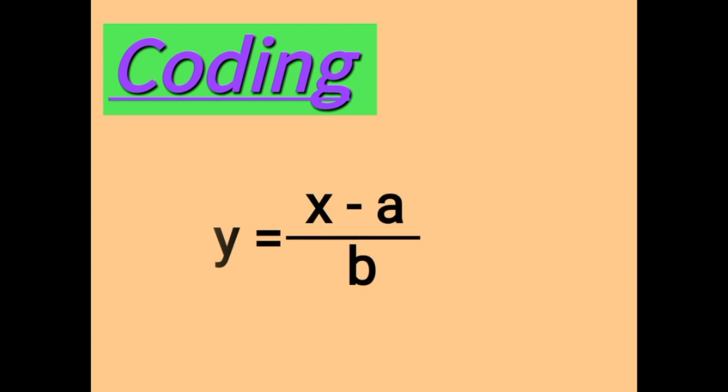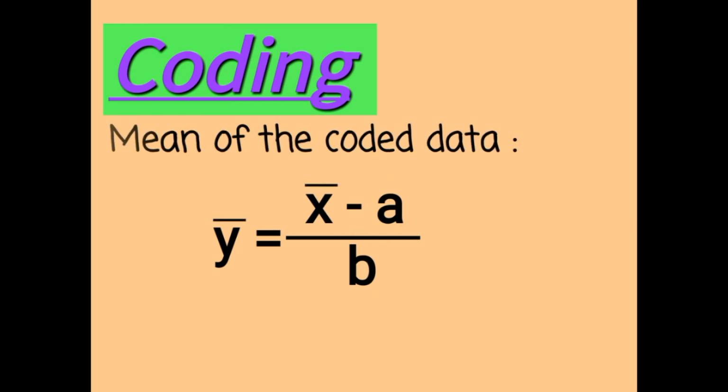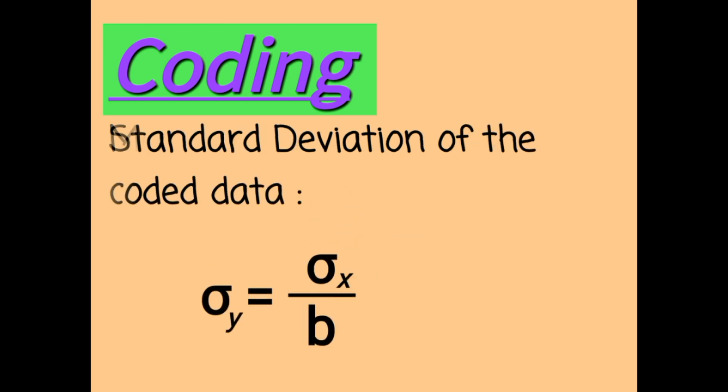So, as I said earlier, if data are coded using the formula y equals (x minus a) over b, where a and b are constants that are given in the question, then the mean of the coded data, that is y bar, equals the mean of the original data, which is (x bar minus a) divided by b. And the standard deviation of the coded data equals the standard deviation of the original data divided by b.